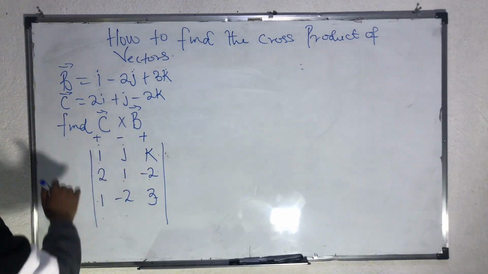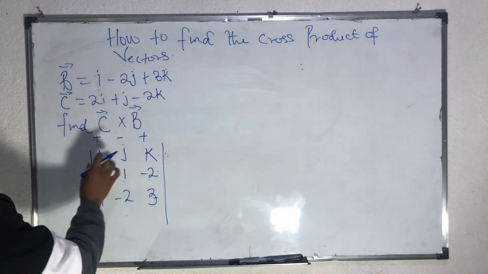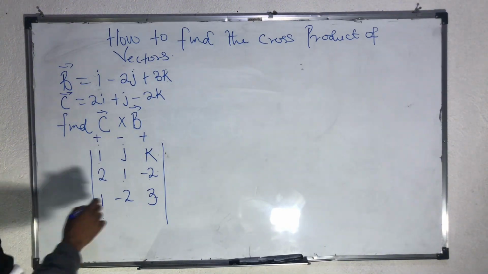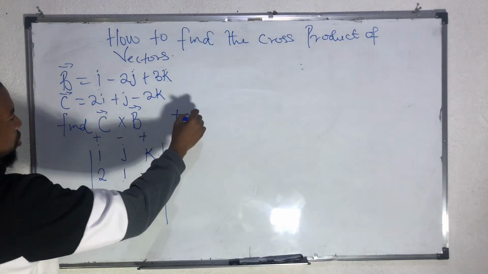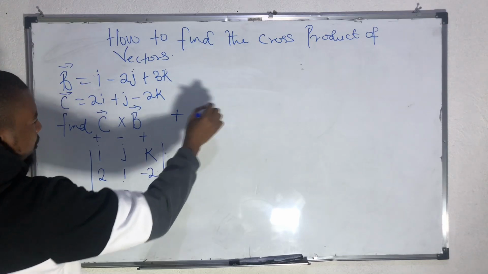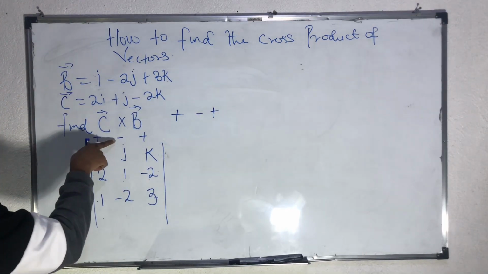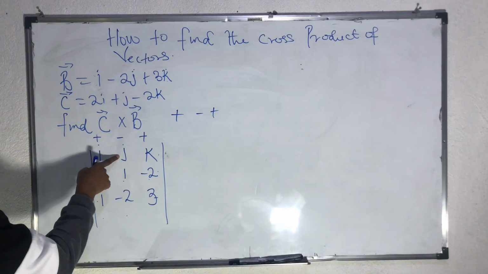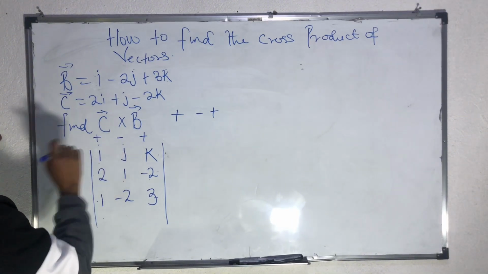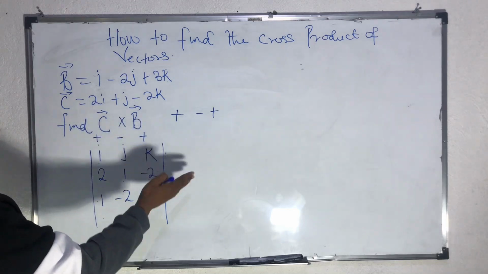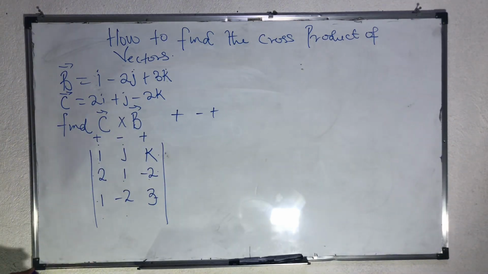These signs are always constant whenever you are working on 3 by 3 matrices. Do not forget that you are going to use plus, minus, plus. The plus belongs to the i, the minus belongs to the j, the plus belongs to the k. That's how it works. And I'll show you how to use them in the course of our simplification.